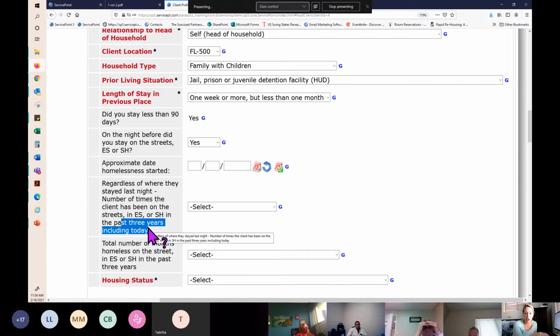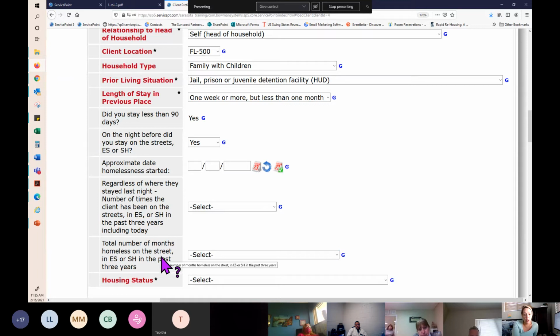So to answer our question earlier, Brian had asked if we were talking about a lifetime. No, we are only looking at the client's story for the last 3 years and collecting those instances. Total number of months homeless on the street in the last 3 years. Same thing. We want to add up all those various instances and count the total number of months homeless.